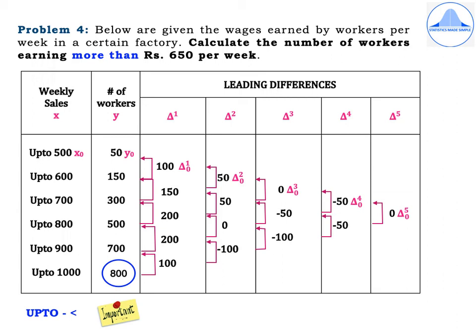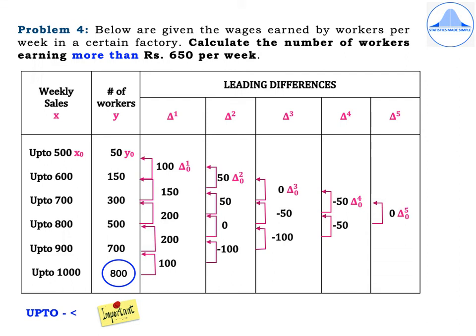So it is 150 minus 50 is 100. Call it as delta naught to the power 1. Then 300 minus 150 is 150. 500 minus 300 is 200. 700 minus 500, 200. 800 minus 700 is 100.